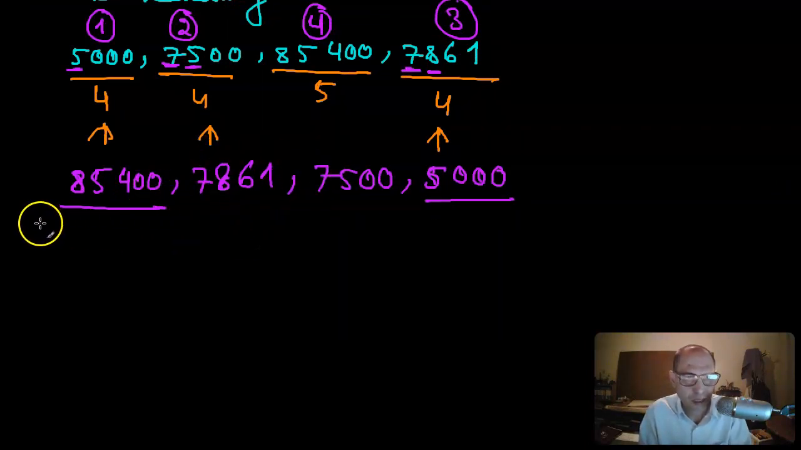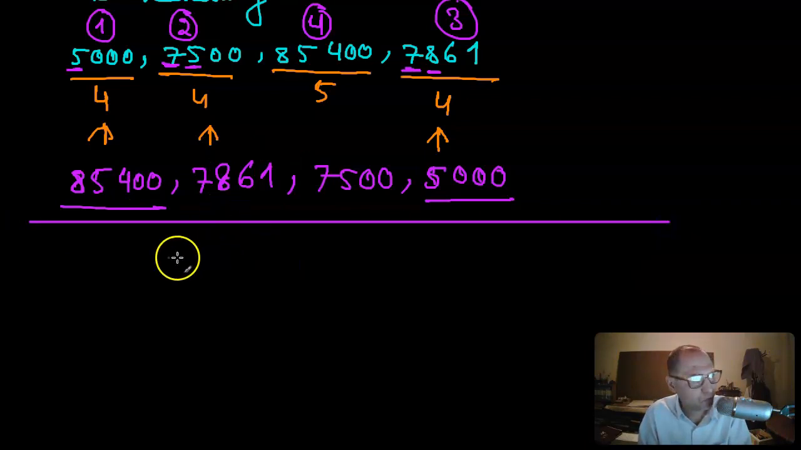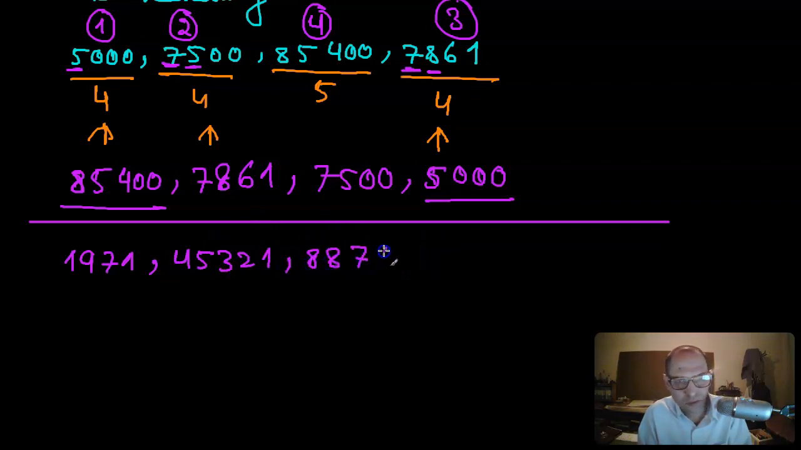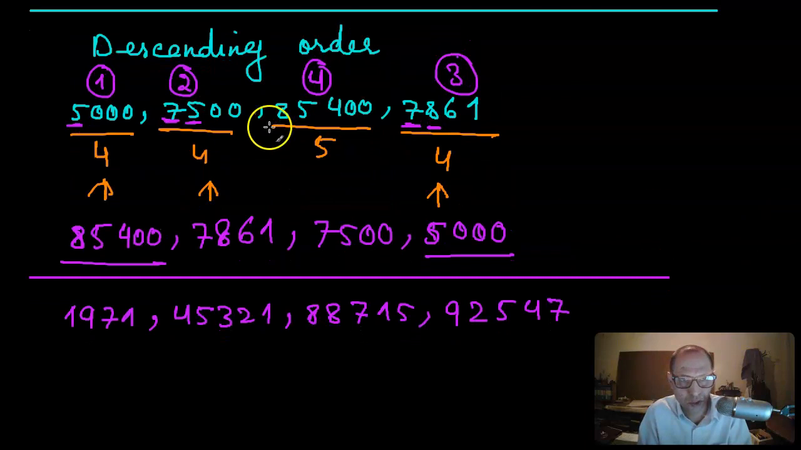So, as an exercise for you, let's say that I have a list of numbers: 45,321, 88,715, 925, and 547. You're supposed to write this list in a descending order, okay?